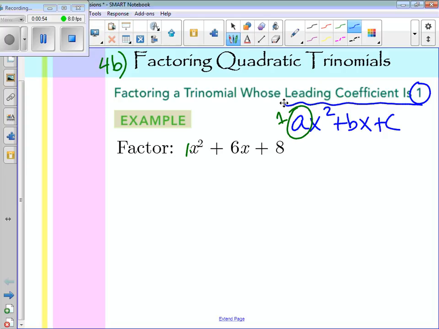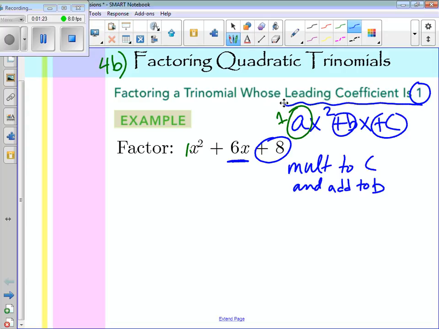So when you have a leading coefficient of 1, the easiest thing to do is ask what two numbers multiplied to 8 that will also add up to the middle number. So what two numbers multiplied to the last term, c, that will also add up to b. So multiply to c and add to b in the quadratic here. So we have what two numbers multiplied to 8 that add up to 6. That's 4 times 2, and then 4 plus 2 adds up to 6.